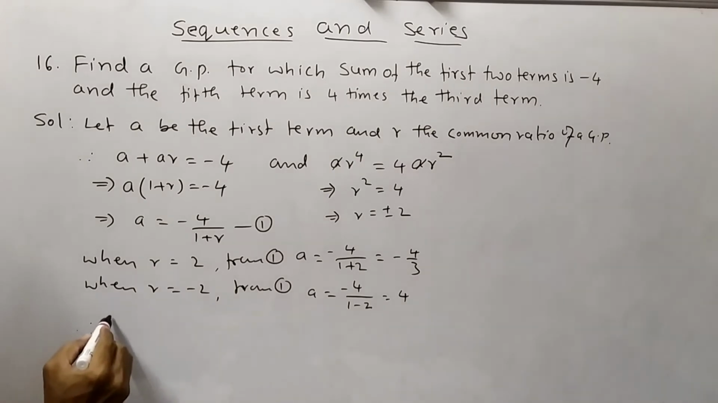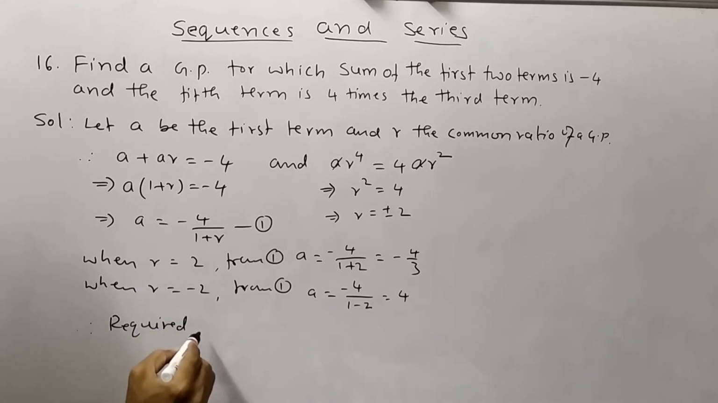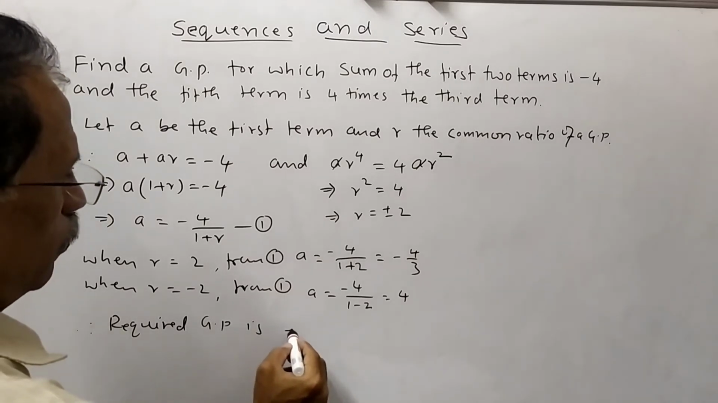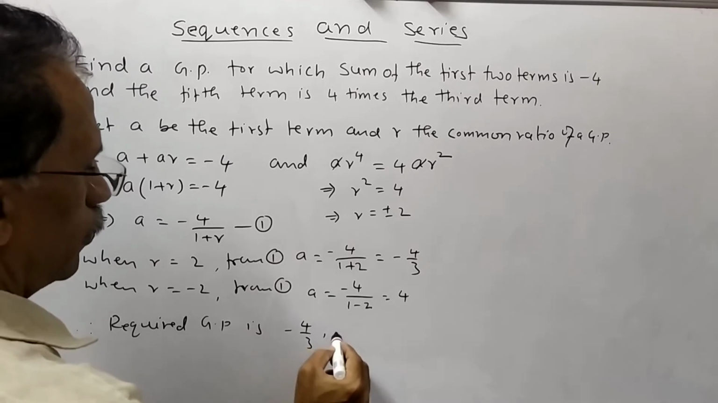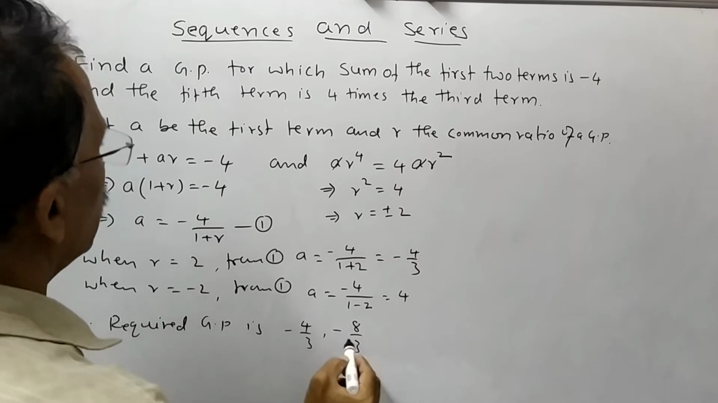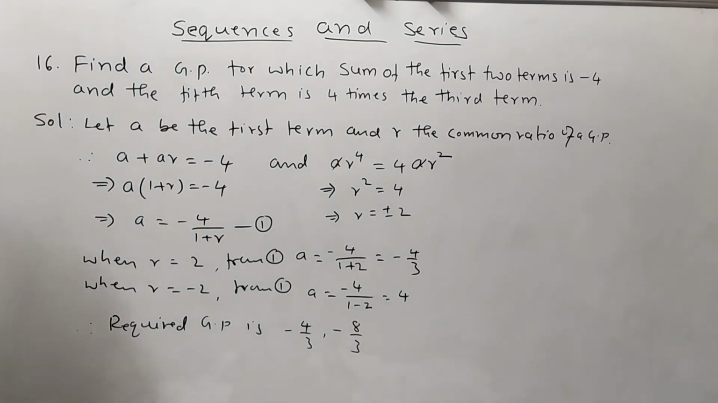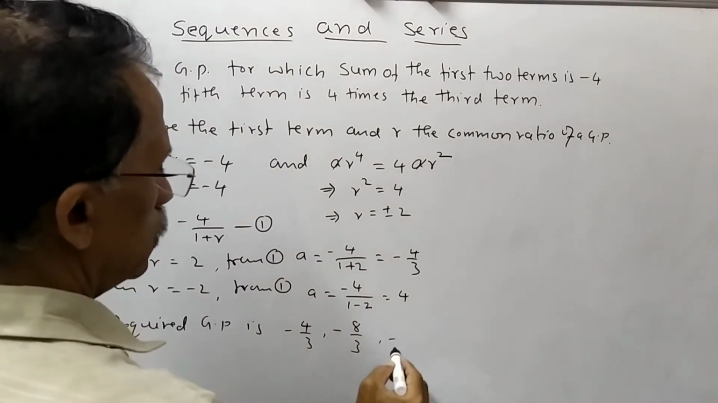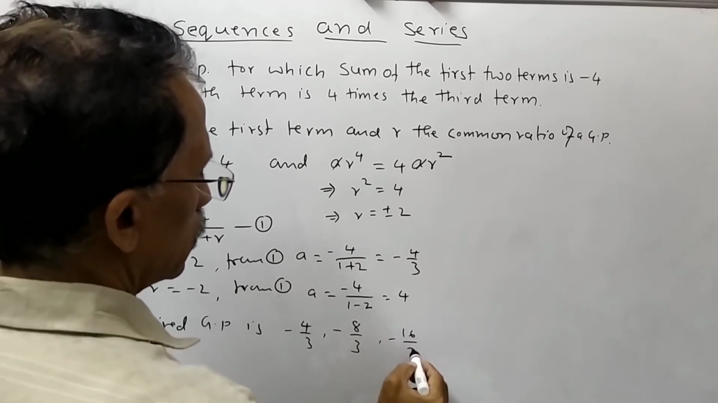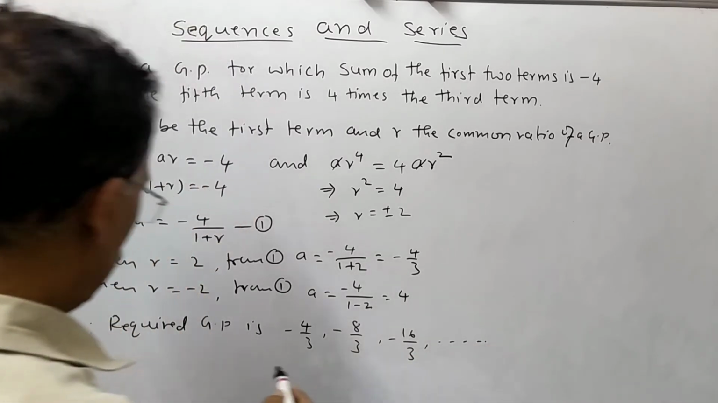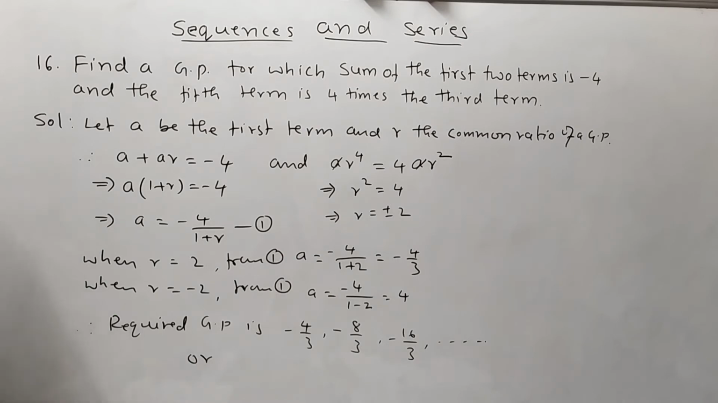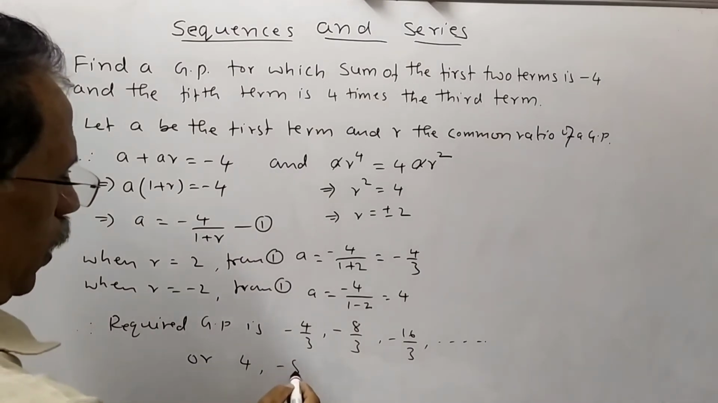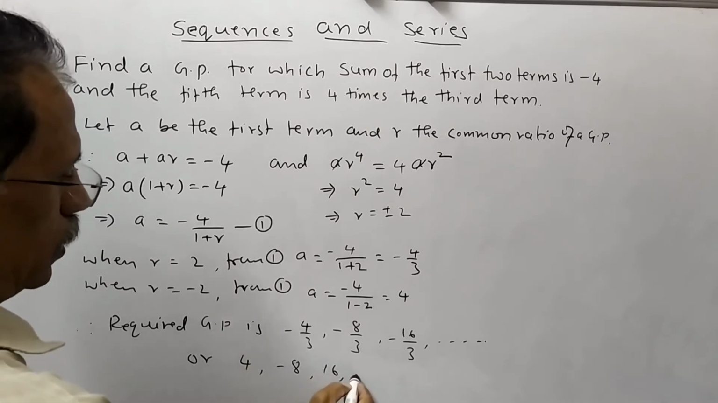Therefore, the required GP is minus 4 by 3, minus 8 by 3, that is AR, minus 16 by 3, that is AR square, and so on, or 4 when R is equal to minus 2 and A is equal to 4, minus 8, 16, and so on.